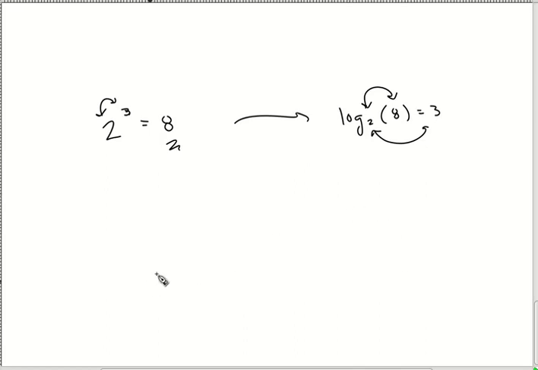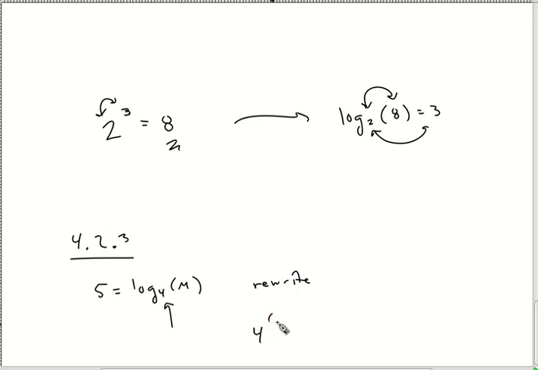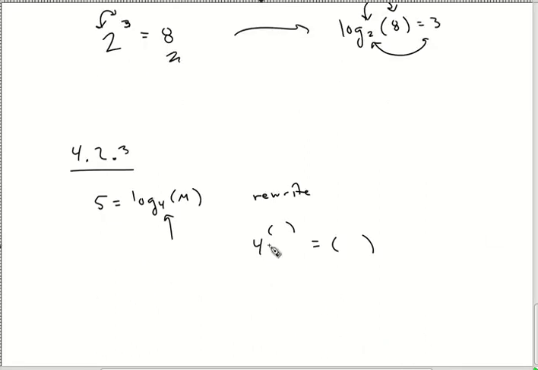So let's just do some problems, and we'll learn as we go. Here, 5 is equal to log base 4 of m, and they want you to rewrite it into exponential form. Well, my base is a 4. Let's always start with our base. And I want to rewrite it thinking like friends.